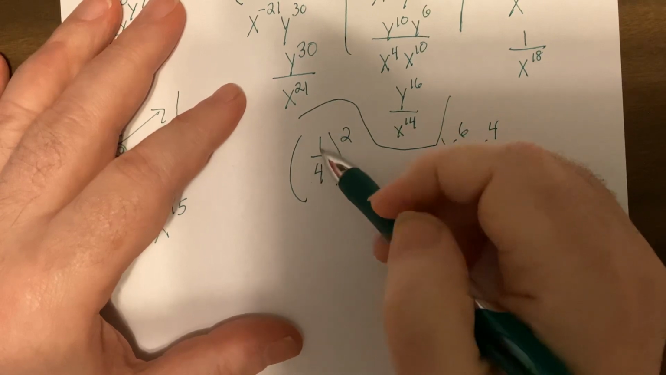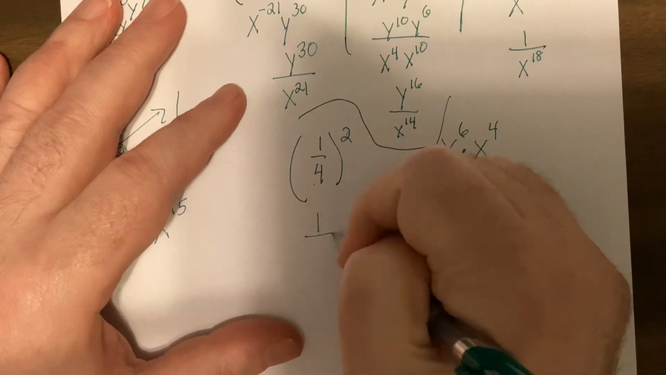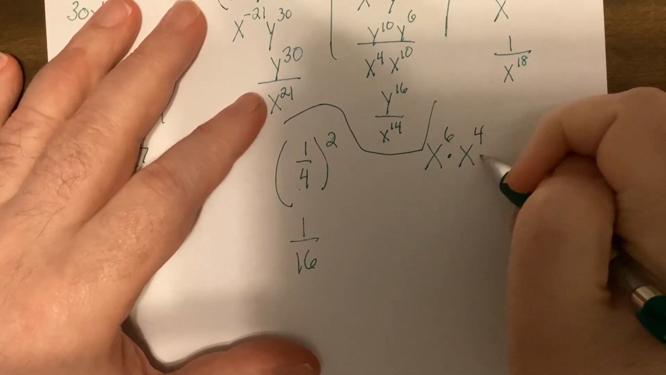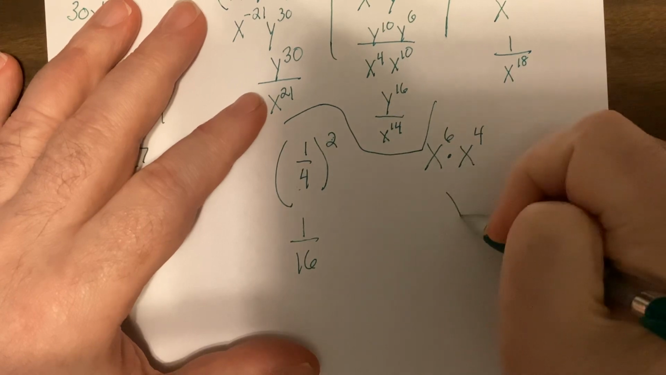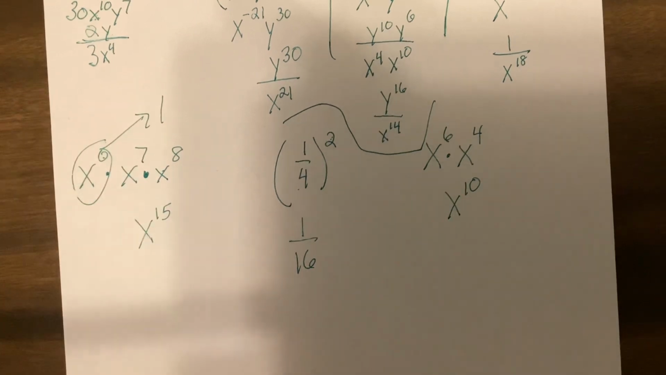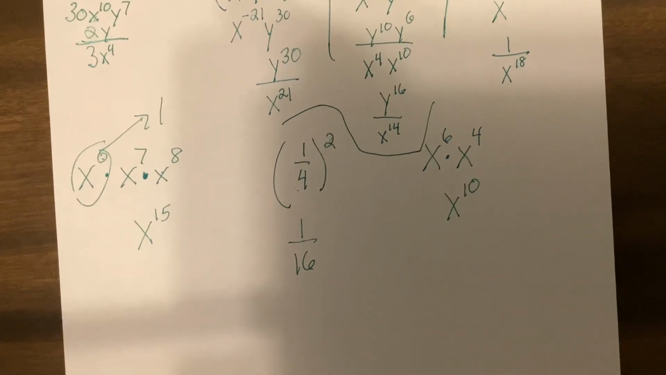Oh, I have a fraction squared, so I just square both terms. That'd be 1 over 16. Hey, and when I multiply two things with the same base, I add the powers. So I just wanted to do a quick video to review the laws in case you forgot them on the way home from your school in the mighty windstorm.